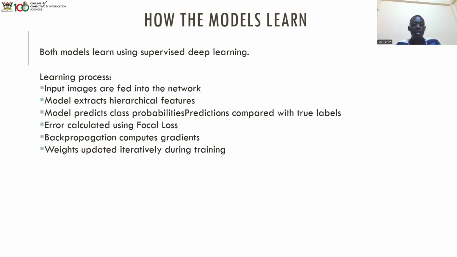Then the error is calculated using the focal loss. Here I used the focal loss for calculating the error, since I saw there was a lot of imbalance in my dataset. Not only the focal loss, I also used the weighted random sampler. This combination helped me deal with the class imbalance. Then we had backpropagation that computes the gradient, then the weights are updated iteratively during the training.